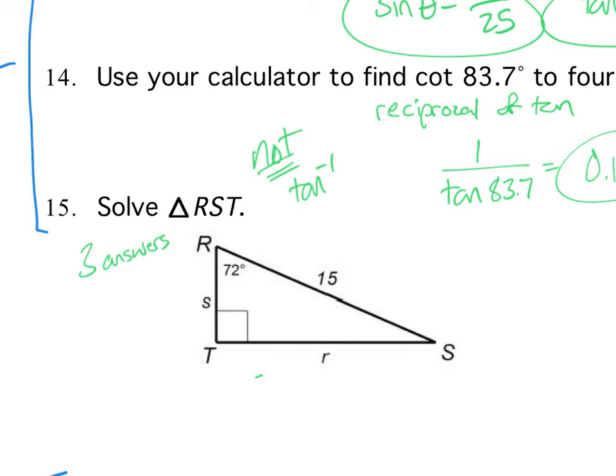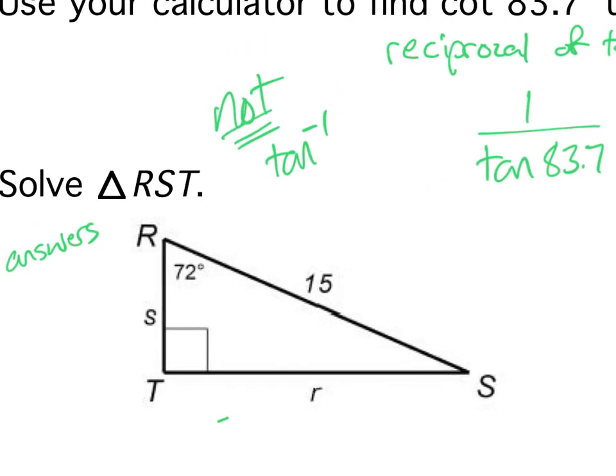It's going to be 3 parts of the triangle that aren't marked. So I have 3 parts that are marked right now. I have the hypotenuse that's marked with a 15. I have this angle R that's marked as 72 degrees. And I actually have a third thing that's marked, even though I don't have a third number, and that's the right angle. I know that that one's 90 degrees.